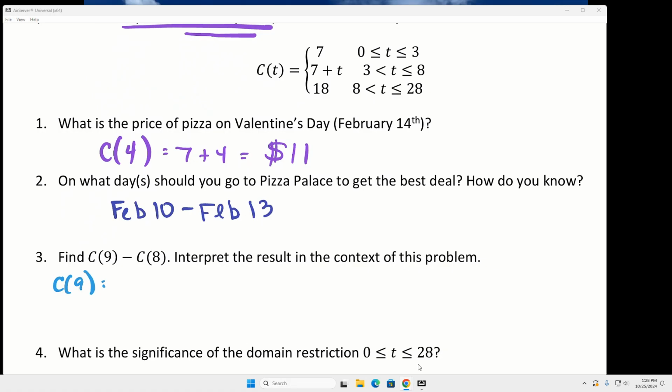So we're going to put it in the bottom piece. And everything I put in the bottom piece is just $18. Why is it the bottom? Yeah. Because 9 falls in between 8 and 28. Oh, that's good. All right.